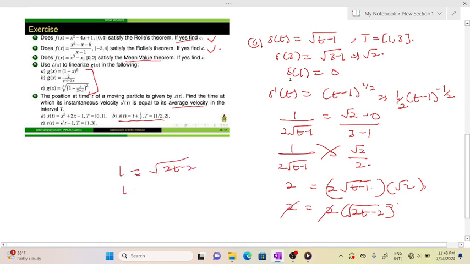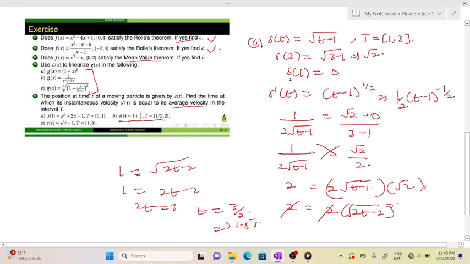When I square both sides, I get 1 is still equal to 2t minus 2. And I'll send it there, 2t will be equal to 3. Then obviously my time is equal to 3 over 2, which is 1.5 seconds. And you can clearly see that the interval starts from 1 to 3. So surely we can spot 1.5 within this interval.